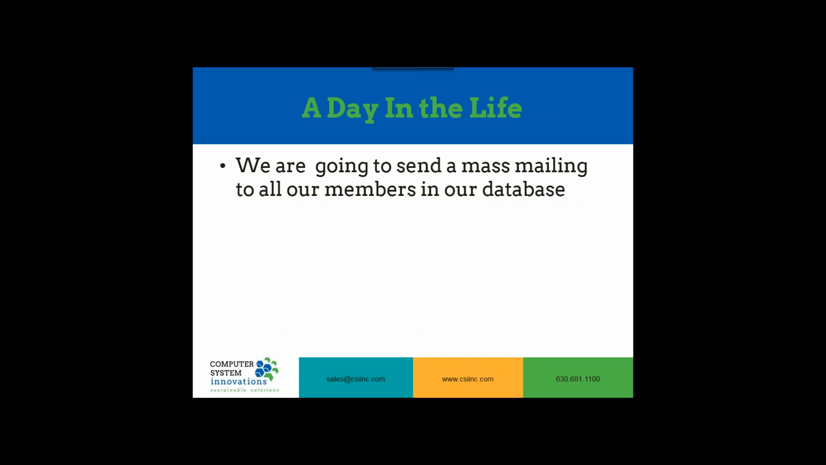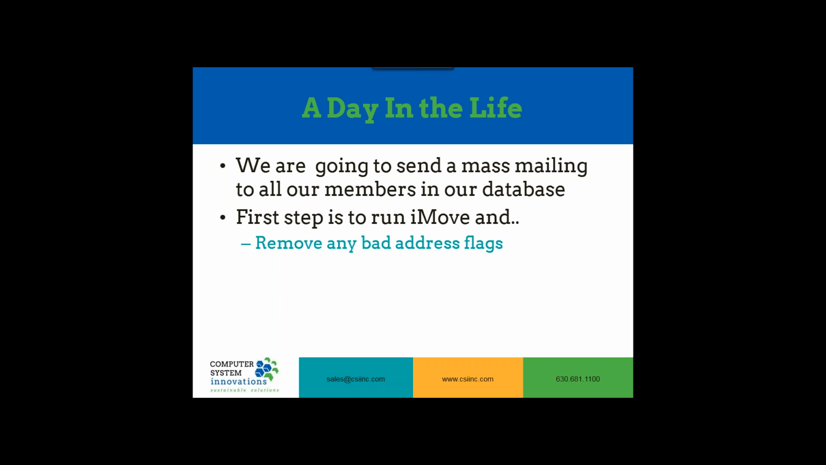So what we're going to do now is send a mass mailing to all of our members in our database. But before we do that, it's important to find the people that have moved. So we're going to run iMove, and we want to remove any bad address flags. So if I happen to get some mail back that I sent to Brittany last month, I've gone and marked her address as bad because I don't want to send her any more mail. Since I know that address is bad, and I know that I'm going to be running iMove again, if I have marked her address as bad and I do find that she's moved, then I'm going to erase that bad address flag. But I'm also going to set some new ones.